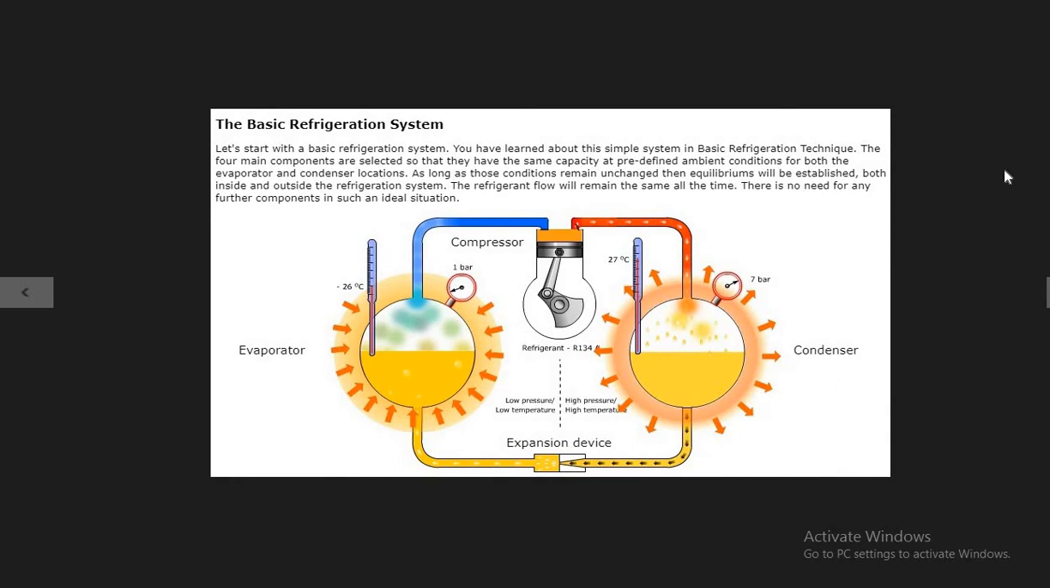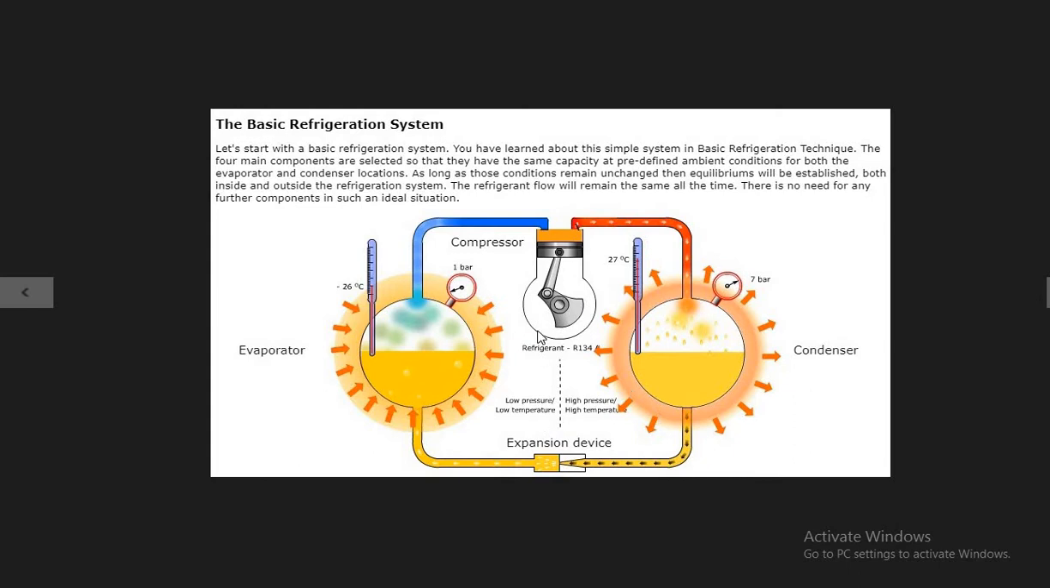Okay, so the next slide which we have here is the basic understanding. I'm not going to read all this. So I'm going to tell you what the main extract of this slide is. Here you can see the basic refrigerating cycle which is comprised of four equipments: compressor, condenser, expansion device and evaporator.